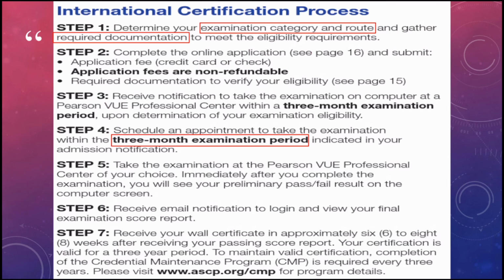In this slide, you are seeing the international certification process in an overview. Step number 1 is we have to determine your examination category. The category that we are referring to in this video would be the medical laboratory scientist category. And the route that we are usually using would be the route number 1. Gather required documentation to meet the eligibility requirements. Complete the online application and pay for the application fee, which will not be refundable.